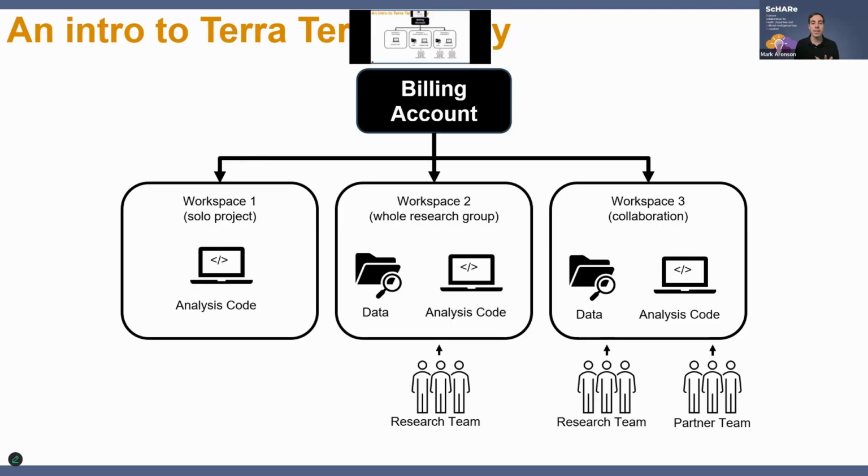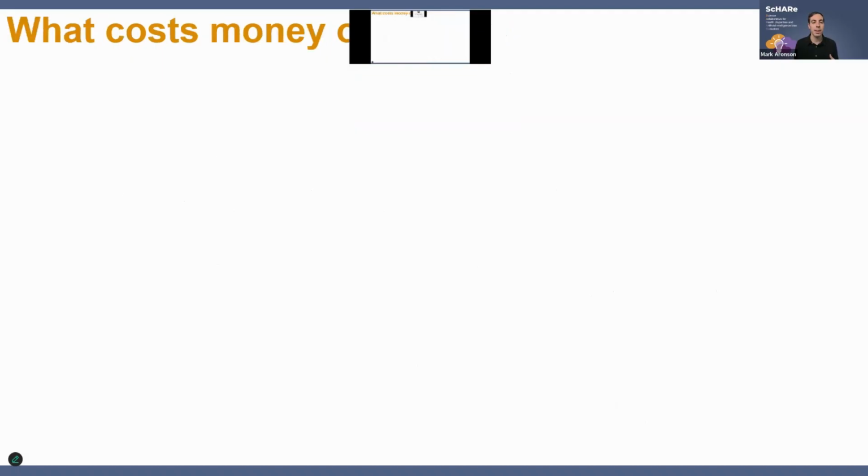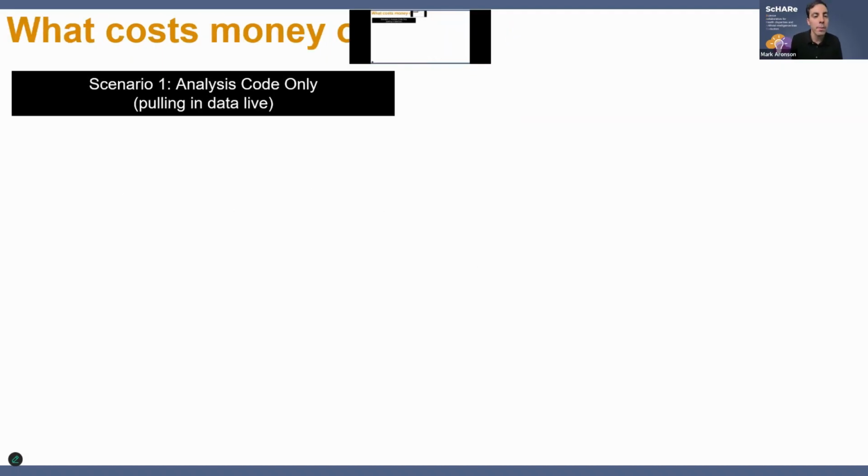And the one thing I want to emphasize here is back to those questions around the compute credit, what actually costs money on Terra? And so for this, I want to walk through two scenarios. So in scenario one, you only have analysis code. You are pulling in data from either ScHARe, which we'll talk about in a second. Oh, Roberta, great question. Those are just simply examples. You can think of it as like case studies. You can have as many or as few workspaces as you would like. Those are just different ways that you could use those workspaces for different projects. So I hope that answers your question.